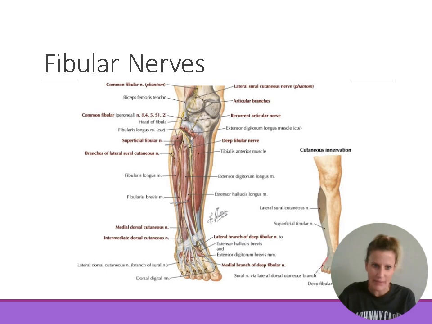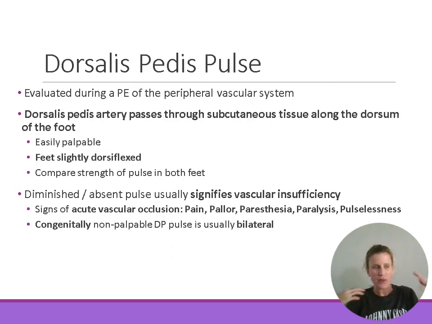Again, here you just see this is the same picture as before with the two nerves. So another pulse that we can take in the leg is the dorsalis pedis pulse. This is evaluated during a physical exam of the peripheral vascular system. Remember, we mentioned that if somebody has a knee dislocation, we might worry about the popliteal artery. And if we're worried about the integrity of the popliteal artery, we want to check a distal pulse to make sure blood is flowing through the popliteal artery and down to the foot. The dorsalis pedis pulse is a pulse that we can take in that case.